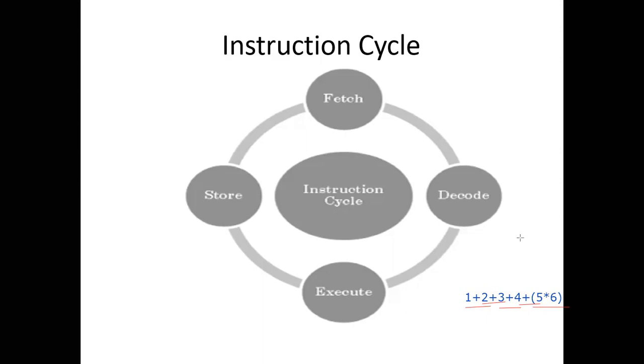Now, all of that takes place in the decoding part. After the decoding has been done, the computer knows exactly what it has to do. The next part is to execute those instructions, to perform them. So in this case, performing this calculation is the execution.